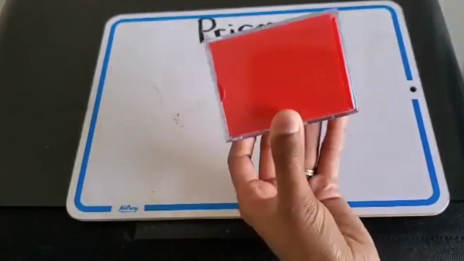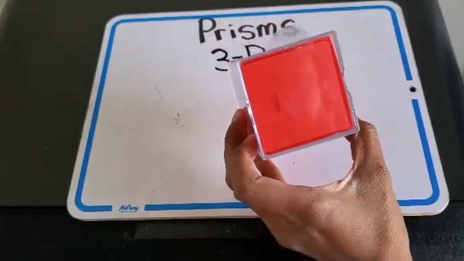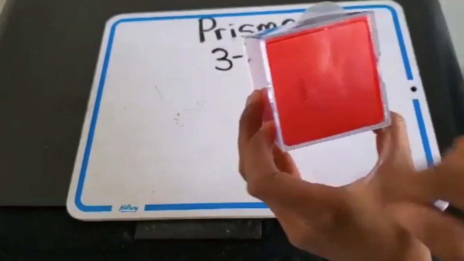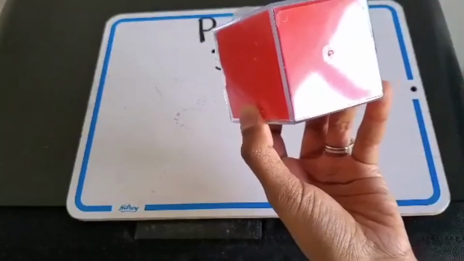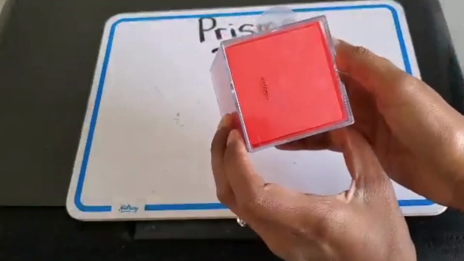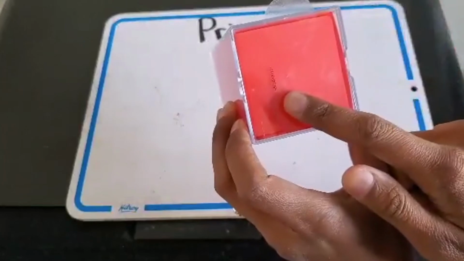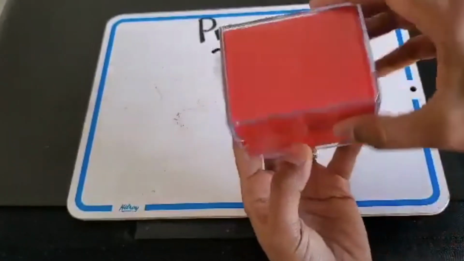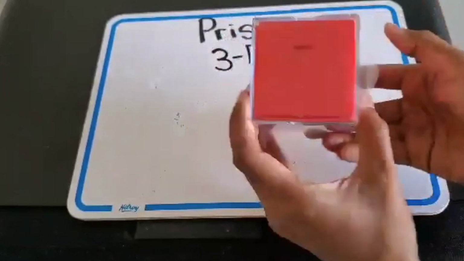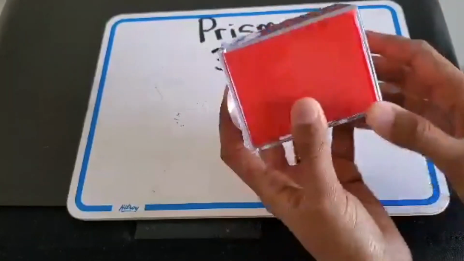Another prism I have right here, you can tell that this base right here is a square. The other side is also a square. So this is called a square prism. I've got a square face here, a square face on the other end, and all the way around are rectangles. So this would be called a square prism.